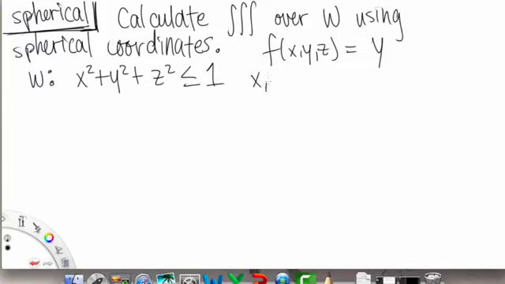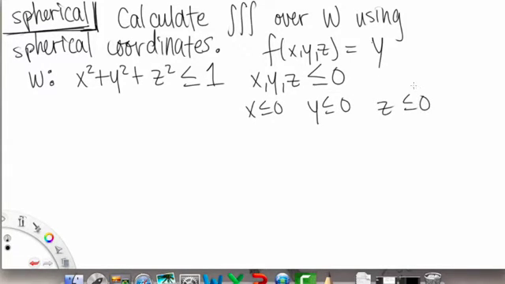And x, y, z is less than or equal to 0. This notation just means the same thing as x is less than or equal to 0, y is less than or equal to 0, and z is less than or equal to 0. So this is basically laziness, a short way of writing all this out.